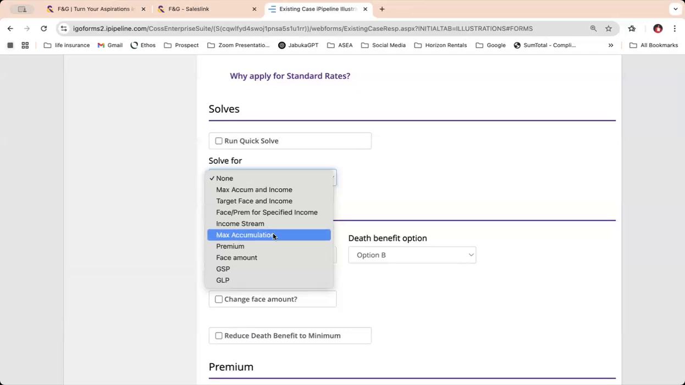Sorry, what's the question? The question is, we are illustrating for a child, and the maximum, the 7 pay, is 30, but the client says, I want to put 15,000 into this account. I don't have the 30, but I want to do this for 18 years. How do we illustrate that?